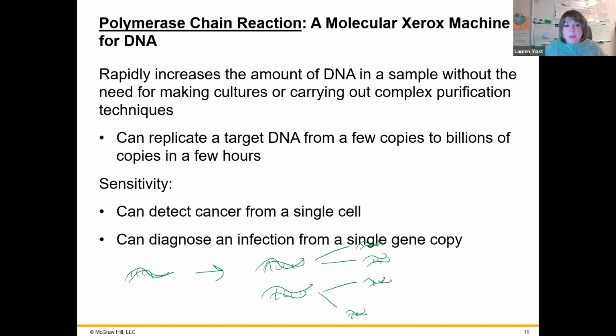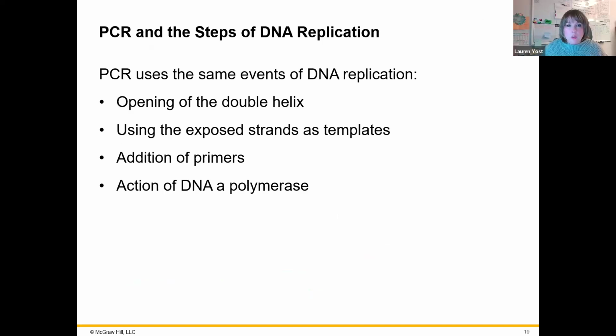So we need to understand a little bit about the steps of PCR. It is one of the most commonly used tools in hospitals for diagnostic purposes, and we're going to learn a little bit about how that works.